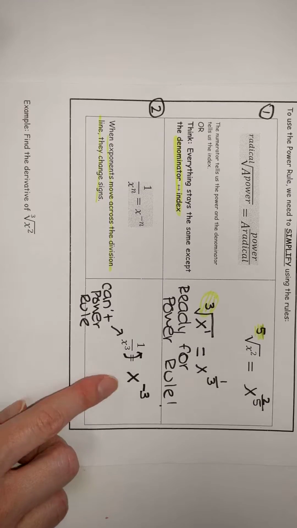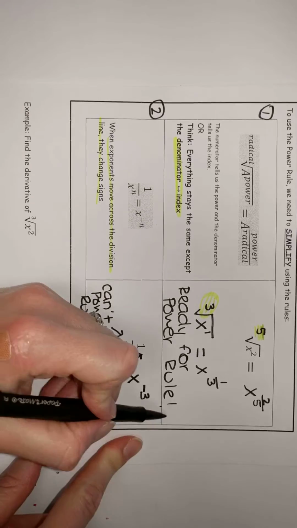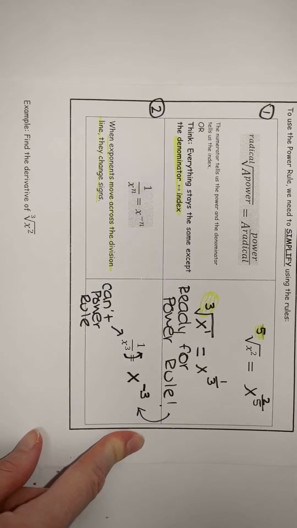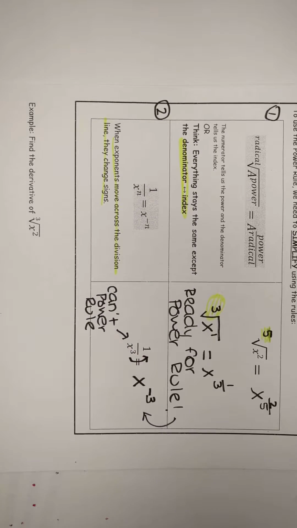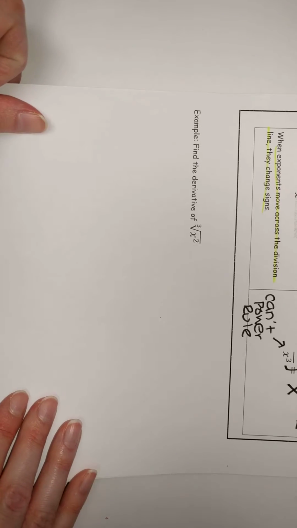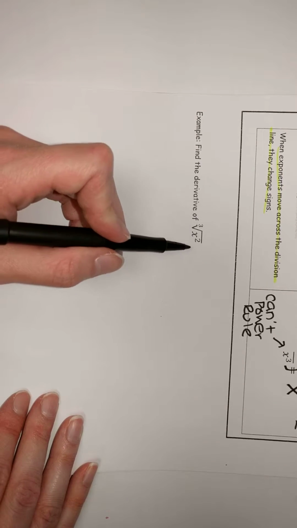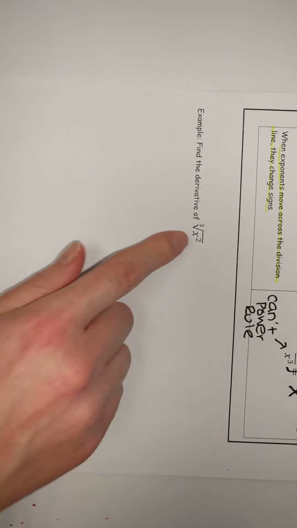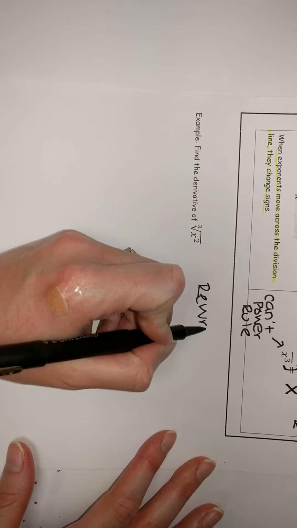And now once we have x to the negative 3, it's in the numerator, and again, it's ready for the power rule. So just as a quick example, let's go through this question where it says find the derivative of the cube root of x squared. Now again, in this format, we can't use the power rule because we don't have x to a number. So what we do is we rewrite the radical, and that is kind of always our first step, honestly.